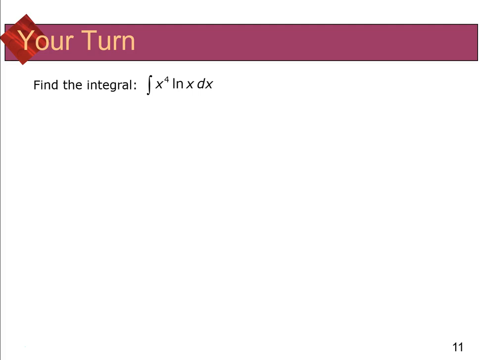Well, if you go according to what we had on the previous page, it works best for u to equal the natural log of x. And dv should take up everything else in the expression, so the x to the fourth and the dx is what goes here. So now I'm going to find du and v.